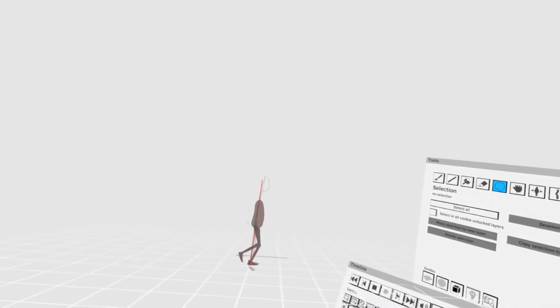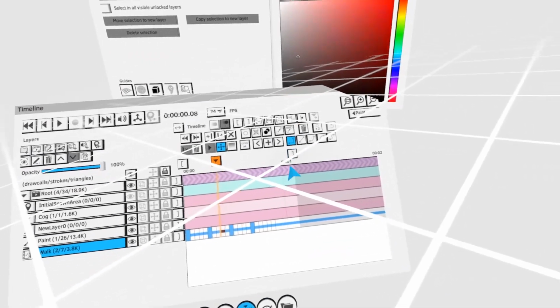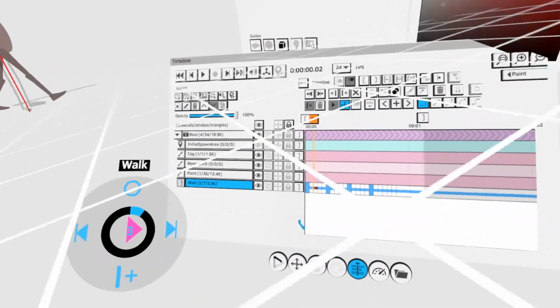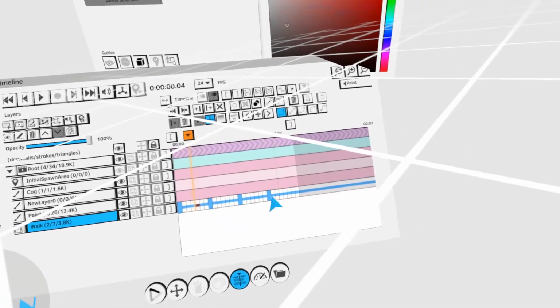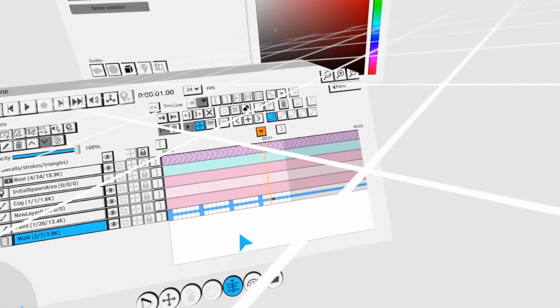Okay. It could be a little slower. Let's make it a little slower. So let's have 2 more frames to each keyframe. 1, 2, 1, 2, 1, 2, 2. 1, 2, 3, 4, 5, 6, 7, 8.